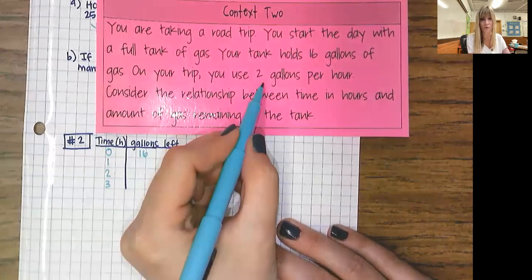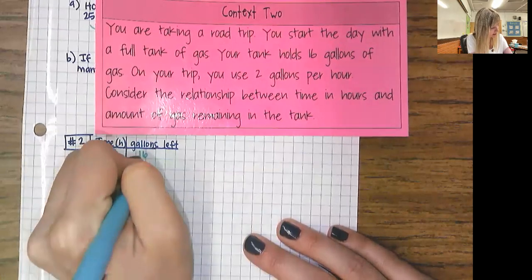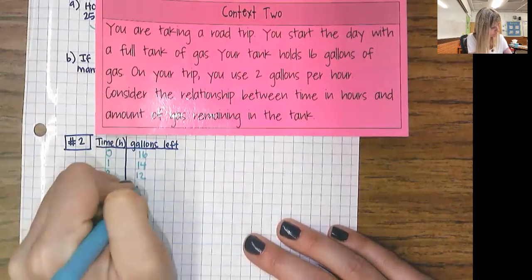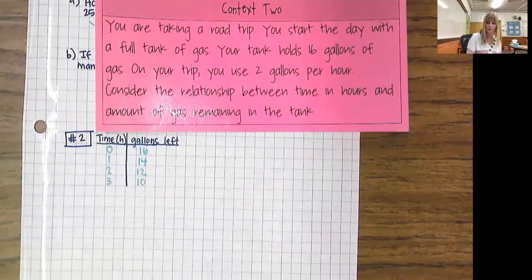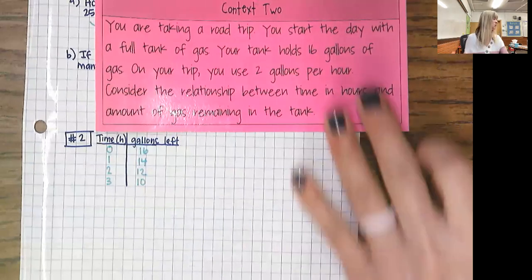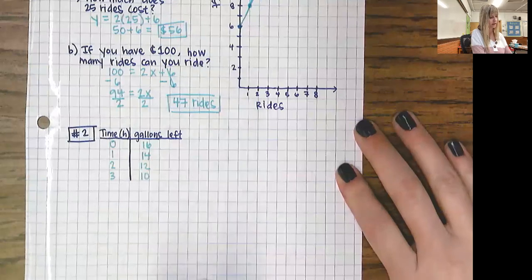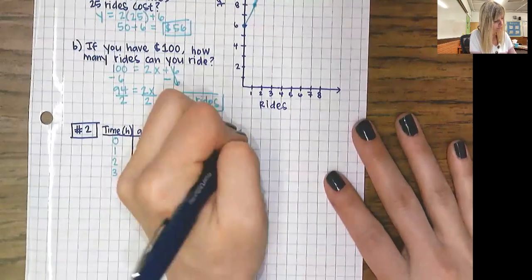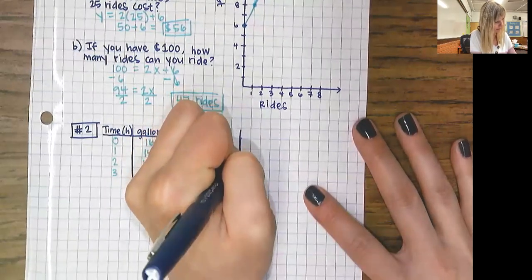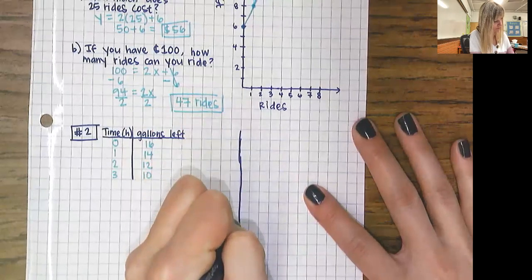Oh, you're using 2 gallons per hour. This is a negative rate of change. You are losing 2 gallons every hour. Okay, we just turned that linear context into a table. Now let's turn it into a graph. This time, instead of doing this big giant thing that fits all the ones that I need, what if I make it a little bit smaller and then I just change my scale?